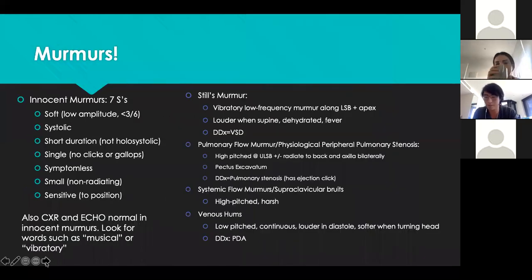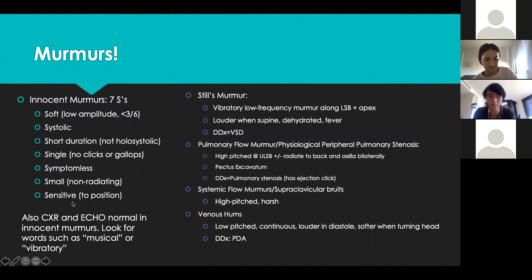Cool. The other thing is that babies have thin chest walls, and turbulence is therefore very easy to hear. So it's very common for babies to have murmurs. To remember what's innocent, which is benign, and what's pathological, just think of your 7 S's. So they're soft, so low amplitude. You've got systolic, short duration, single, symptomless, small, and sensitive.